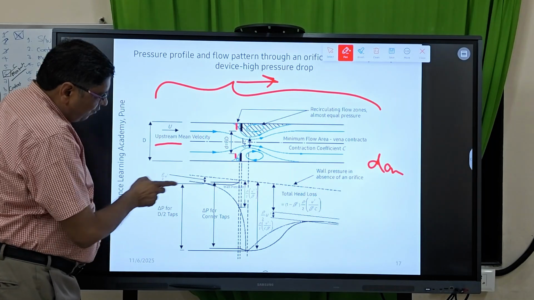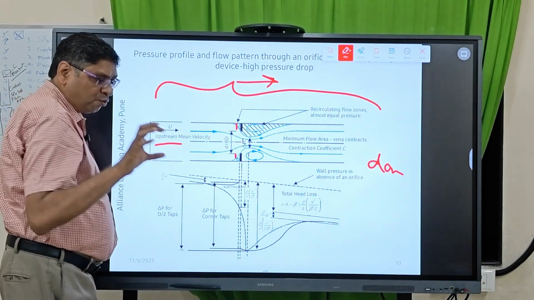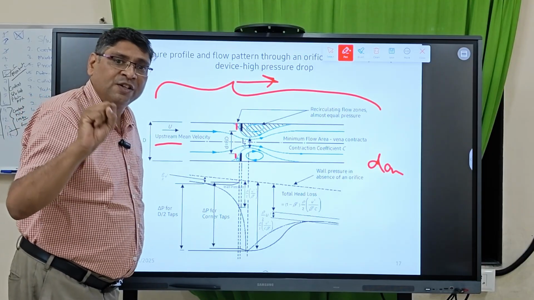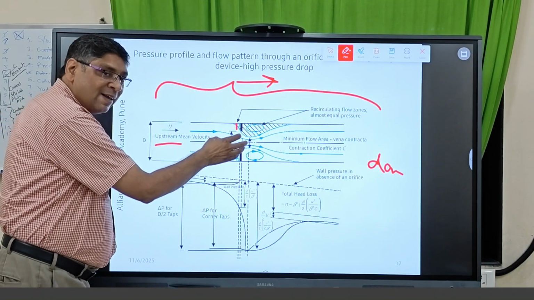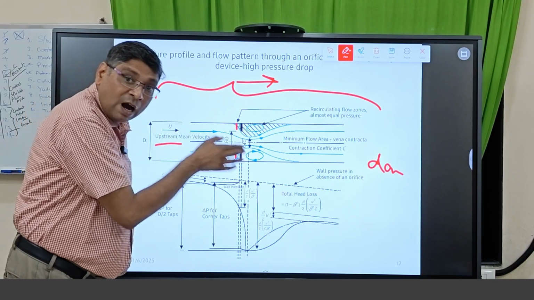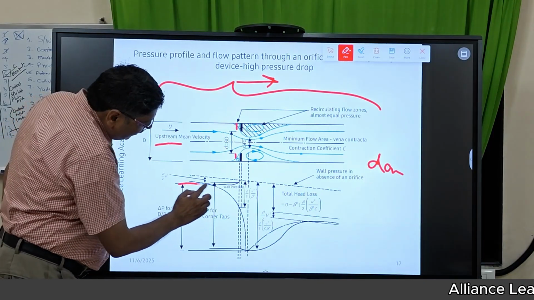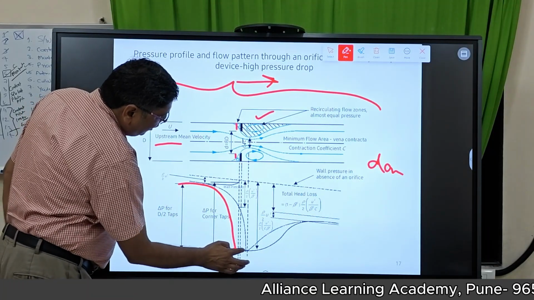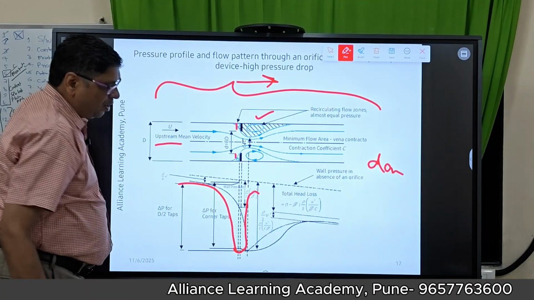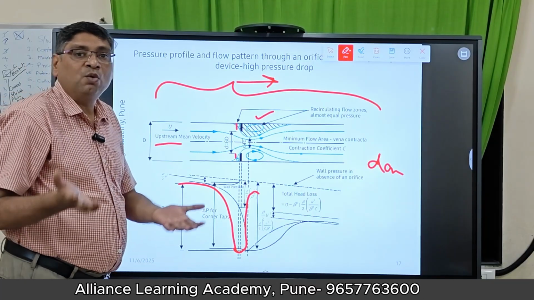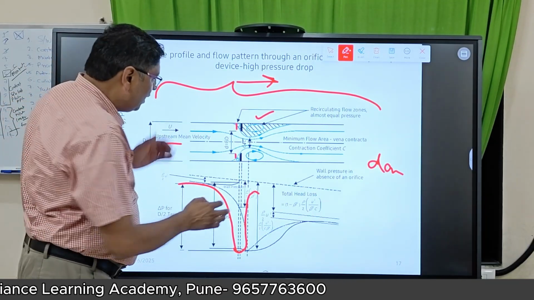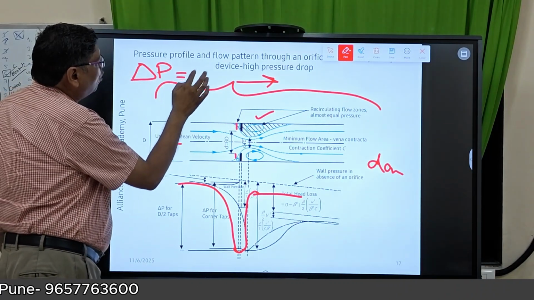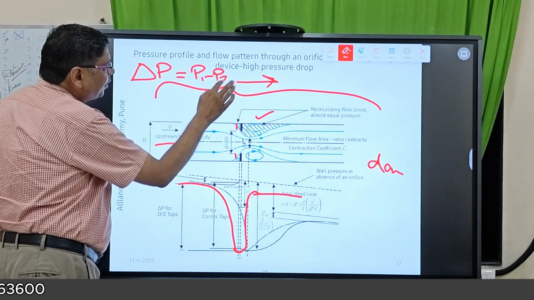Now you see here, when it is coming here and goes through the constricted place, it follows the continuity equation: A1 V1 is equal to A2 V2. When the area is less, your velocity will be high and there will be a significant pressure drop. But when it reaches this place, it will gain the pressure again, but it will not gain pressure equal to P1. So there is a difference, delta P, which is equal to P1 minus P2.